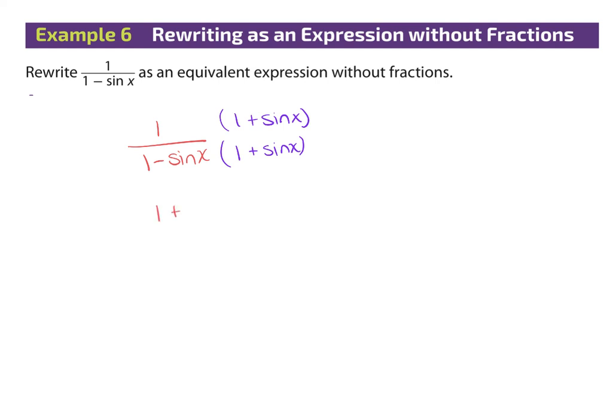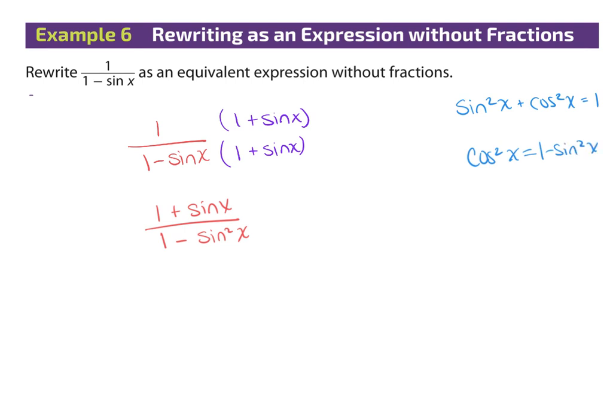So on the top, I have 1 plus the sine of x. And on the bottom, anytime you multiply conjugates, you get the first one squared minus the second one squared, 1 minus sine squared. This should look like a Pythagorean identity. Remember I said that you can manipulate your Pythagorean identities. I'm just going to move that over: cosine squared equals 1 minus sine squared. So I can now replace my denominator with cosine squared: 1 plus sine of x over cosine squared of x.